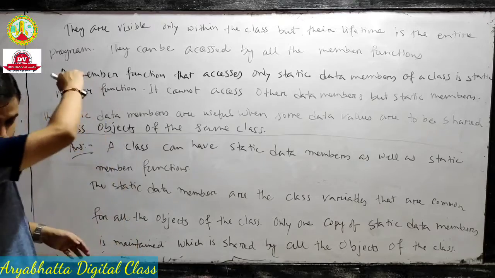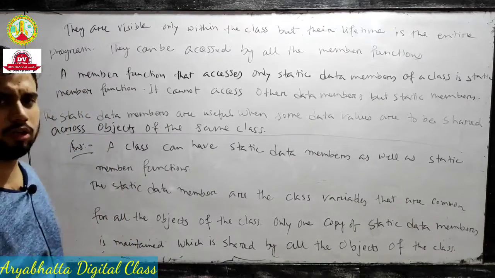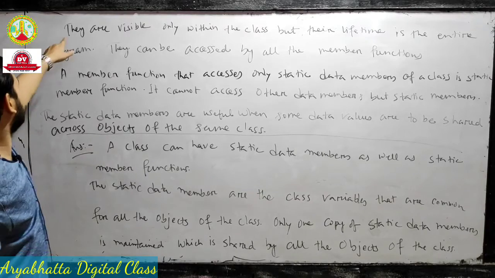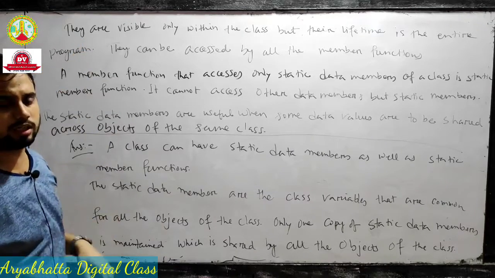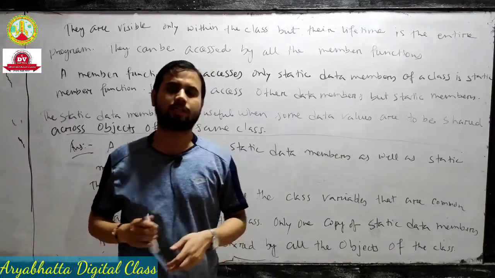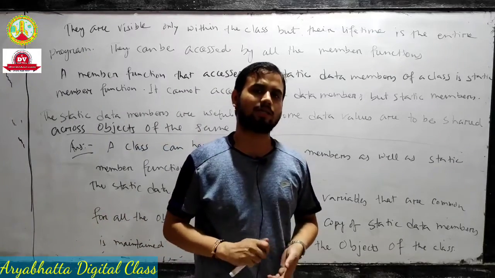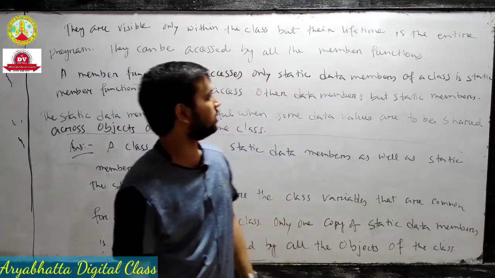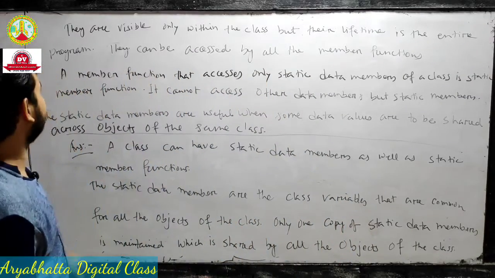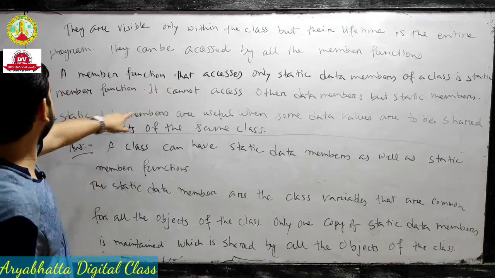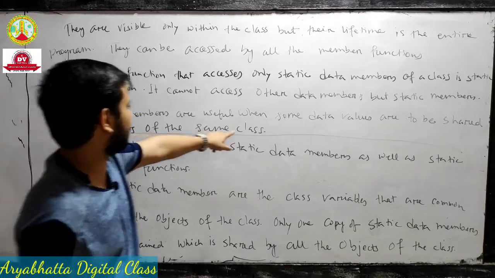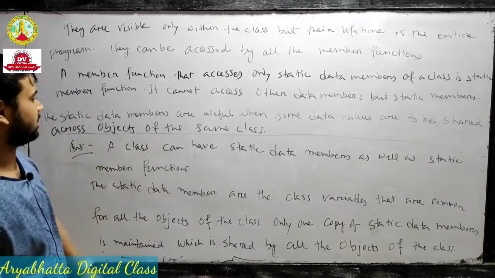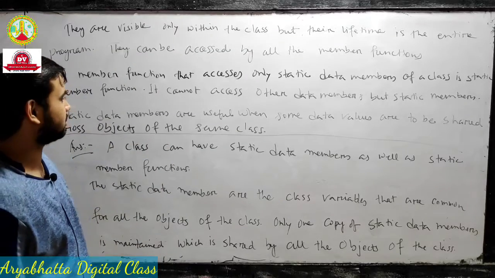Okay, I told you already what a static data member is, and from this they are visible only within the class. I already told you that we have to declare within the class, but the definition is outside the class, using the scope resolution operator. The static data members are useful when some data values are to be shared across objects of the same class. It means it will be shared by the same class.